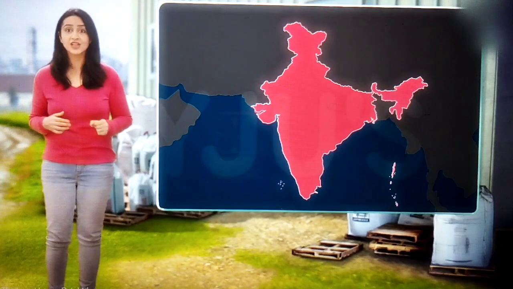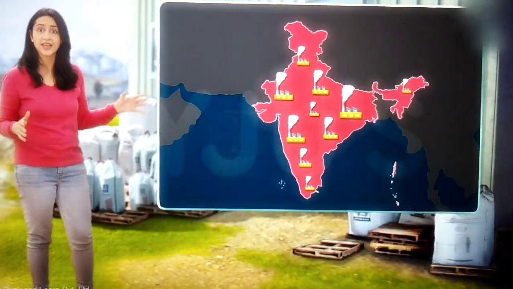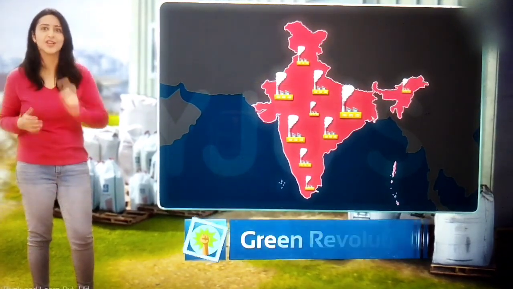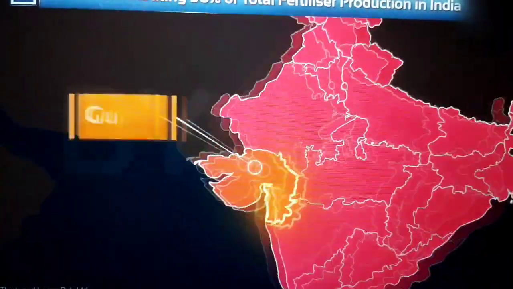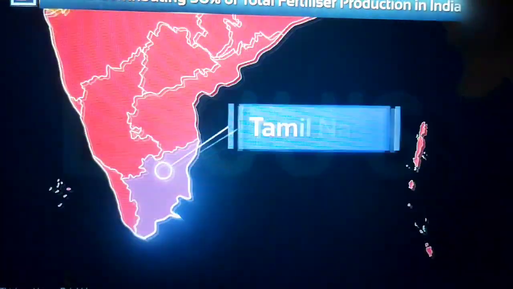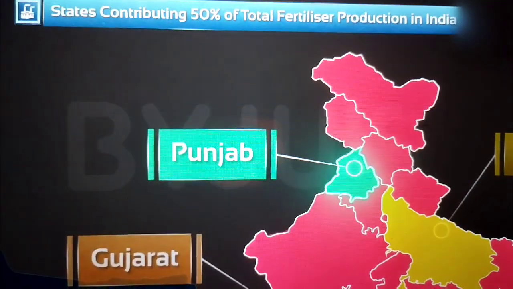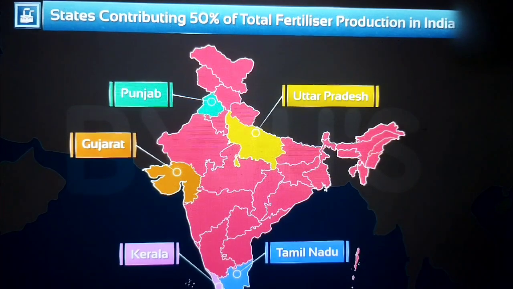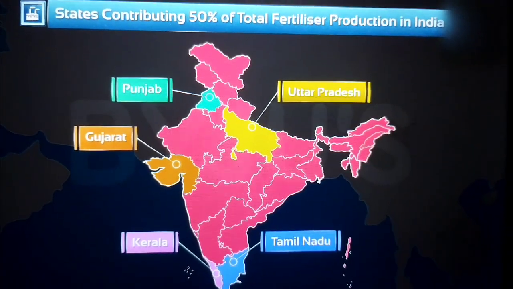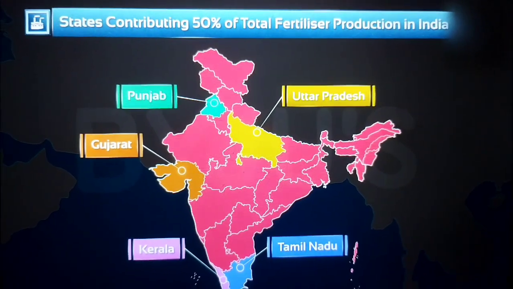The fertilizer industry has expanded to several parts of the country in the past few decades, all thanks to the Green Revolution. Half of the country's fertilizers are produced by five states. They are Gujarat, Tamil Nadu, Uttar Pradesh, Punjab, and Kerala. Of course, this may not be a permanent statistic. It could change as and when new fertilizer plants come up in different parts of the country.